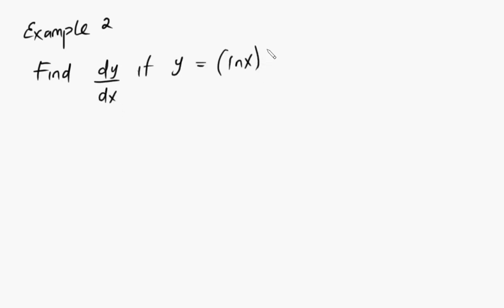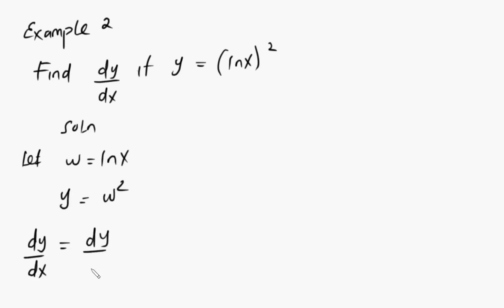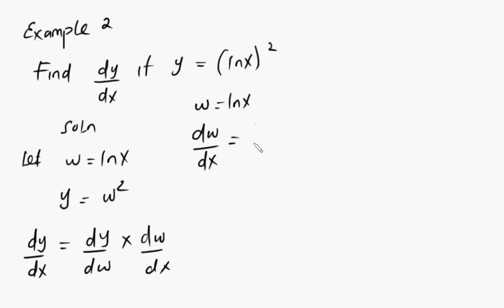Example 2 says find dy/dx if y is equal to (ln x) squared. So I'm going to let w equal ln x. This simply means y equals w squared. I have let this because I know that I will have to use the chain rule. So dy/dx will be equal to dy/dw times dw/dx. From w equals ln x, I can get dw/dx, which is just equal to 1 over x. I derived it shortly.